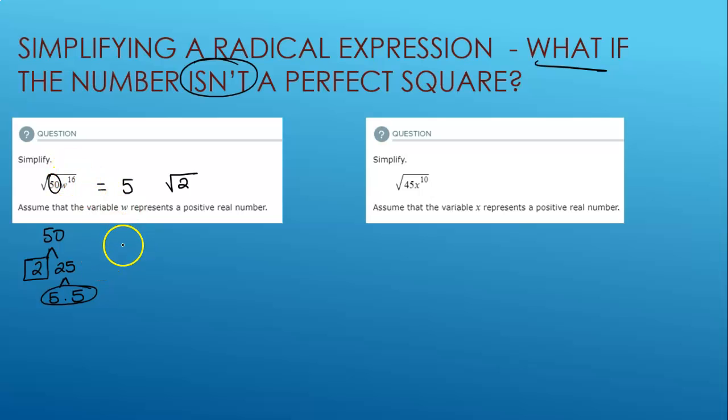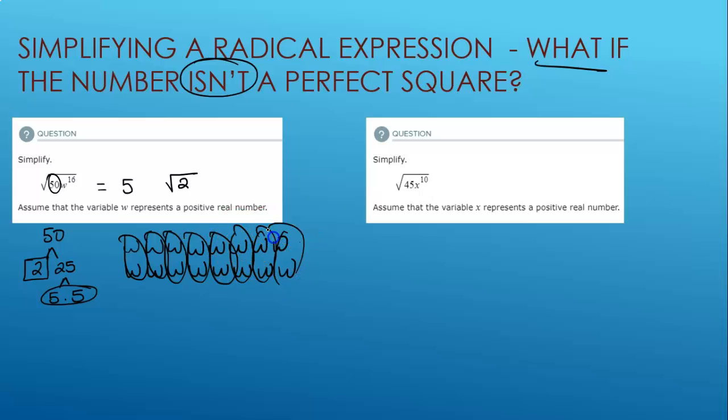Now we can do w to the 16th. 1, 2, 3, 4, 5, 6, 7, 8, 9, 10, 11, 12, 13, 14, 15, 16. There are 1, 2, 3, 4, 5, 6, 7, 8 perfect squares of w's. So that becomes 5w to the 8. The only things that go inside the radical are things that don't have a pair. Remember, the pairs are the perfect squares. You go ahead and pause the video and try this one on your own.